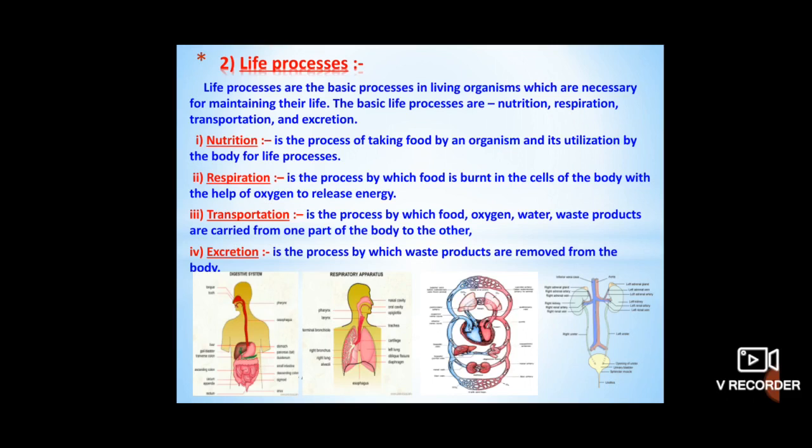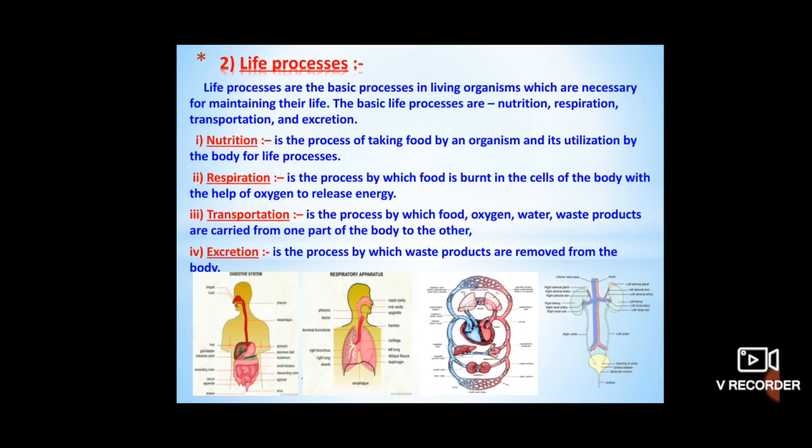Hope you understand, children. Yes. So we move on to the next life process, which we call excretion. Here the excretory system is actively involved in this process. In excretion, whatever undigested food and other toxic substances are there, their elimination takes place in our body by the process we call excretion. So the process by which waste products are removed from the body is what we call excretion.